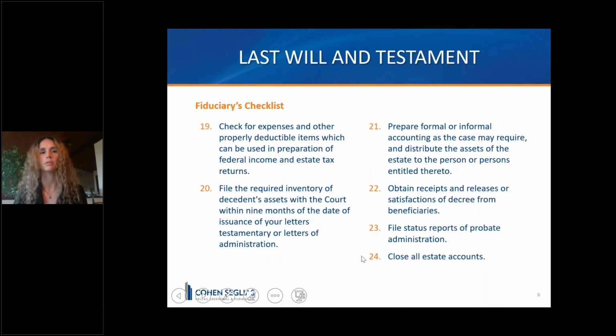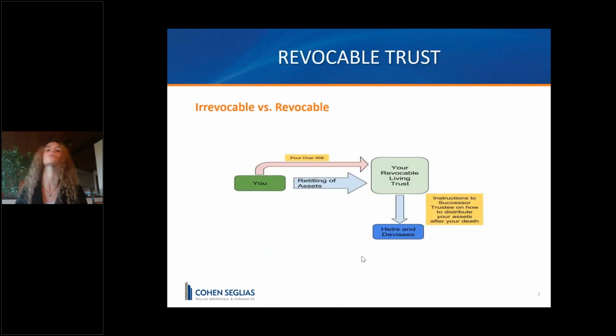So the next thing we're going to talk about, like I said, give this a look. It's a great synopsis of the things that have to happen, very generically. There are certainly well more steps than that in an estate administration, but it's just a little guide to what happens when someone passes away.